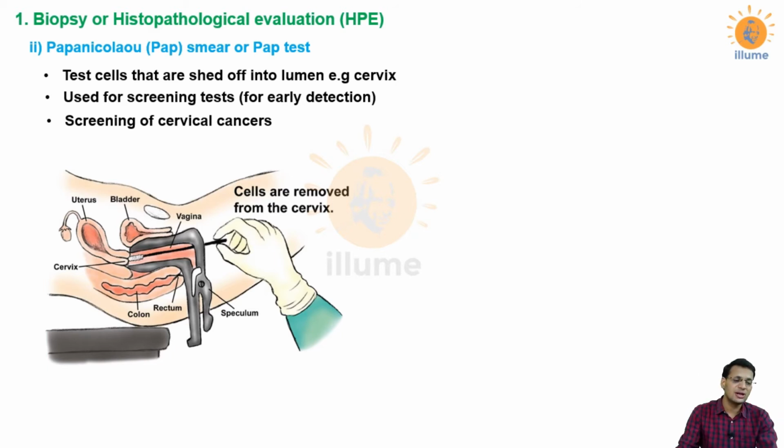This is the procedure in which an instrument is introduced up to the cervix. See, this is the uterus part, and this is the cervix part between the uterus and vagina. This instrument is introduced up to the cervix, and then the cells are collected from that particular site and sent for microscopic examination.